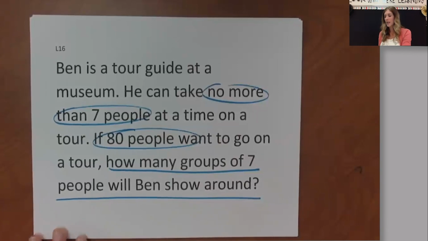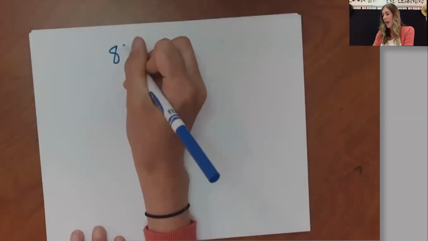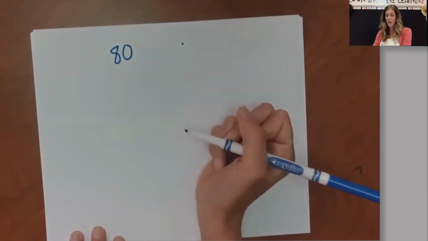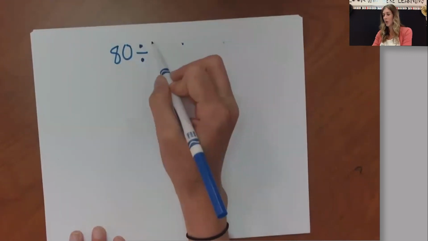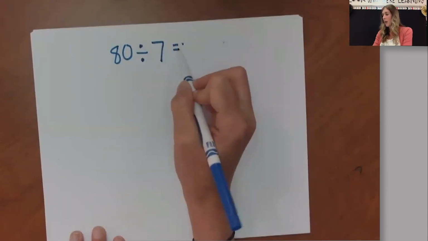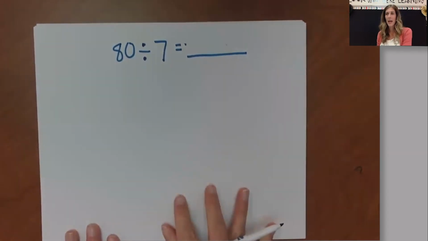What would this look like as a division equation? Correct. We take the total amount of people we had, 80, and we're going to divide it by the amount that he can take in each group, 7, so that we can figure out how many groups of 7 he needs to take. This time, I'm going to think about fact families to solve this problem. 7 times what number is close to 80?